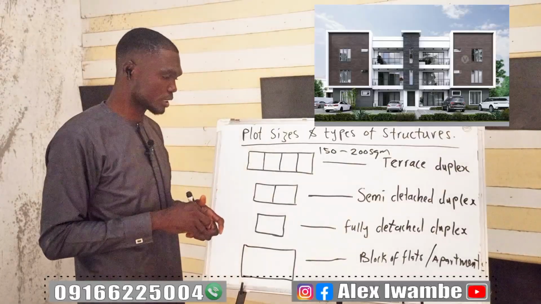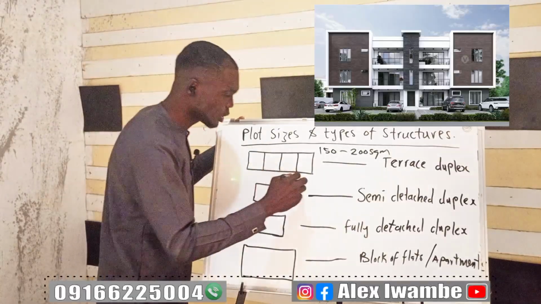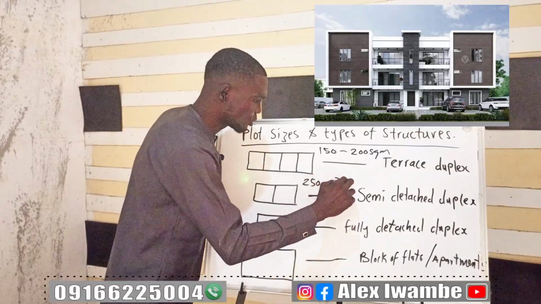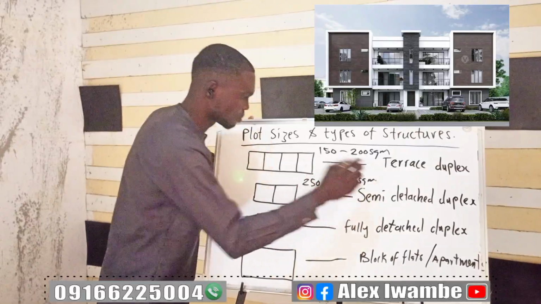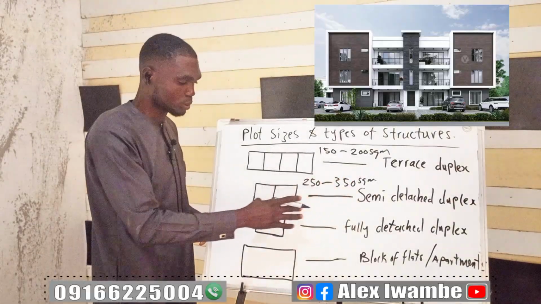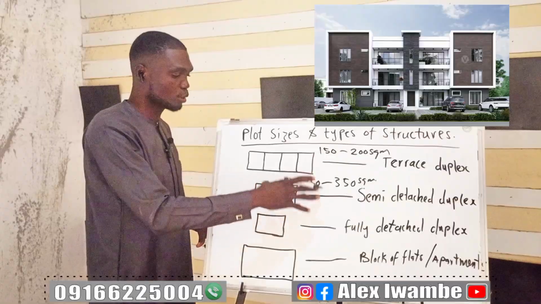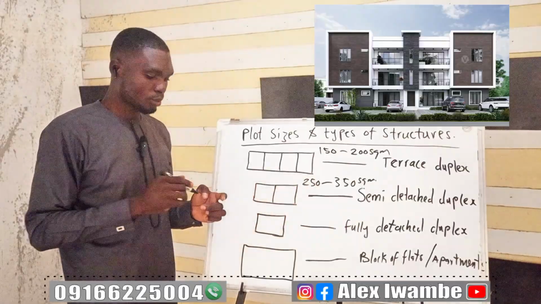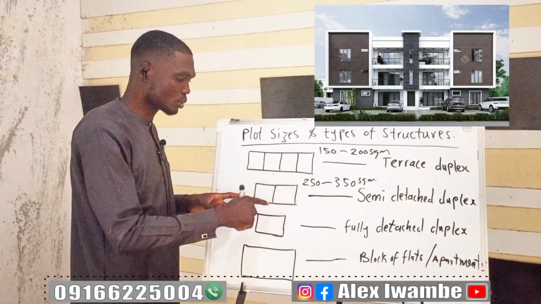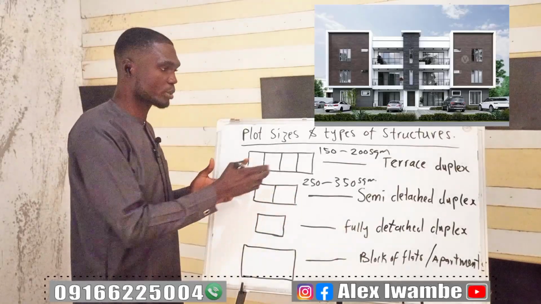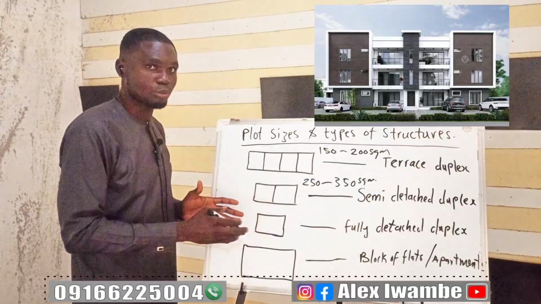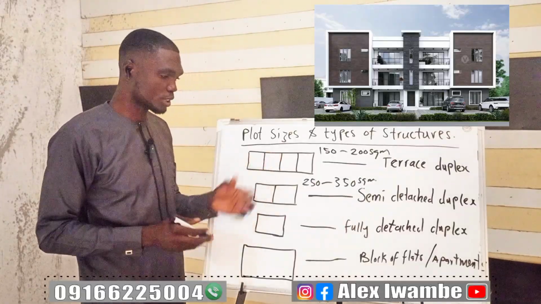Now in the case of semi-detached duplex, you can build these houses on a 250 to 350 square meter land. So if you are buying this plot of land in this city of Abuja, this is what you most likely build on it. Now, one thing about the semi-detached duplex is, at least in the case of this one, you have more privacy as compared to the Terrace duplexes, and you get to have more space also compared to this one.